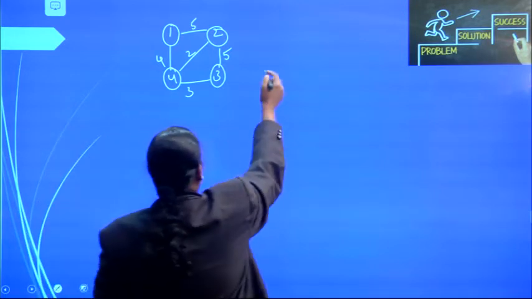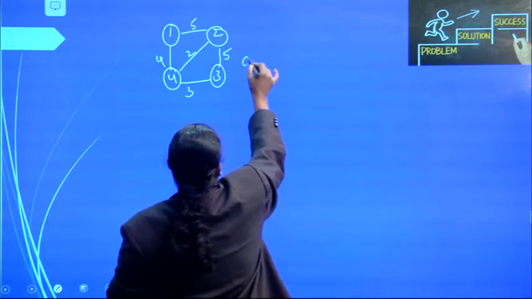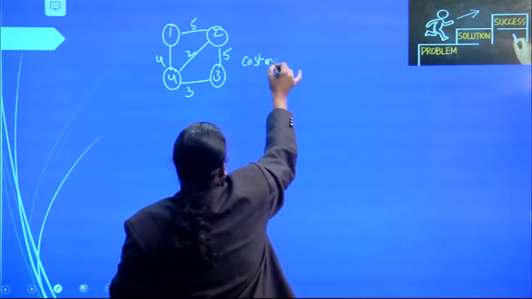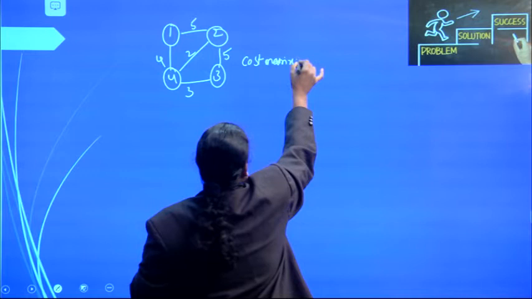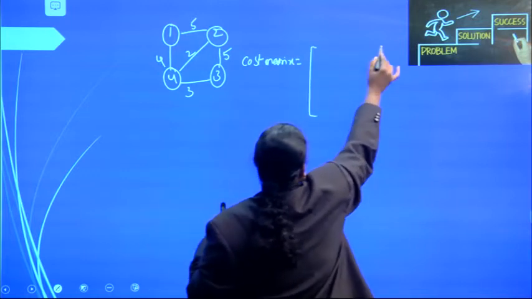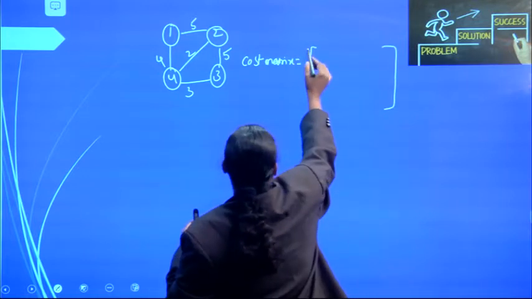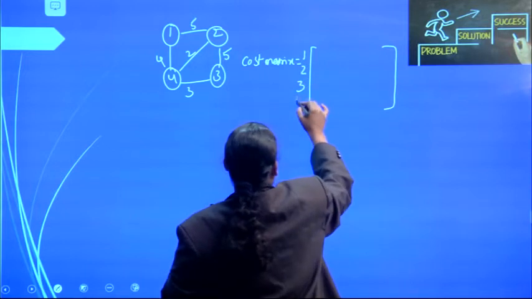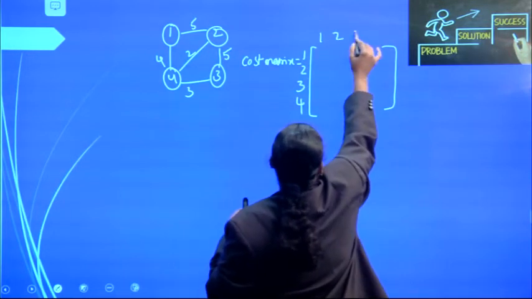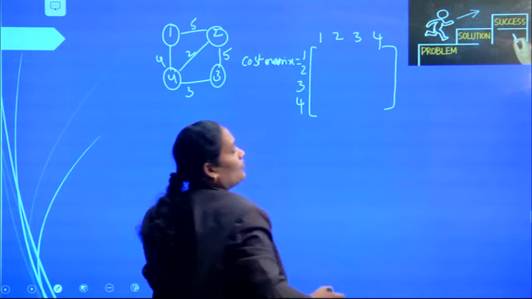Now let us write the cost adjacency matrix for this graph. What is the cost matrix for this graph? How can I write the cost matrix? It contains 4 vertices, so I need to take 4 vertices. Now what is the cost matrix?